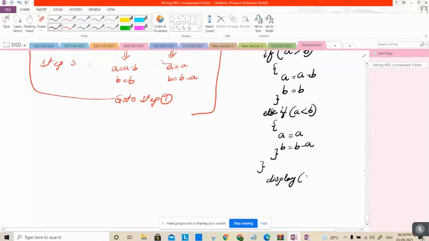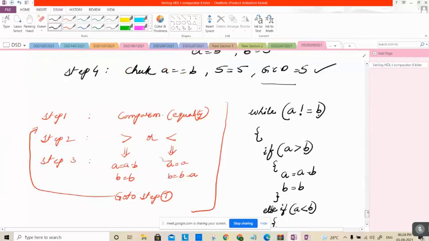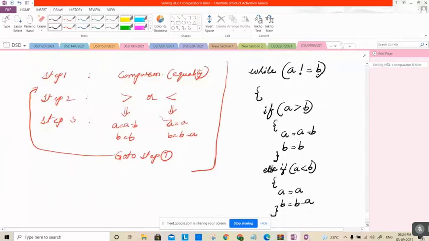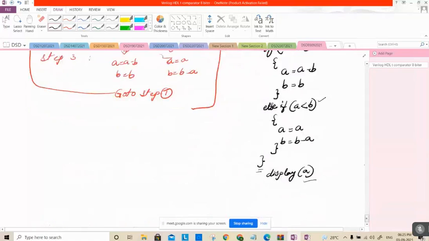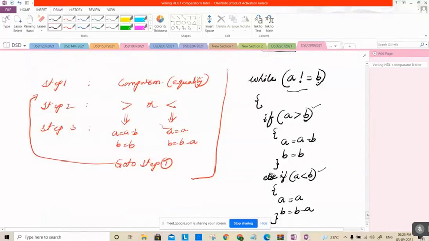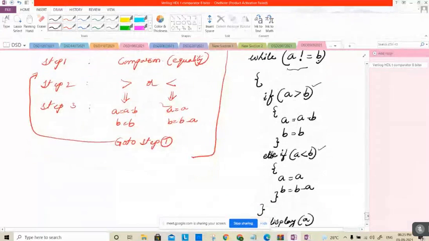Display the value of A. Is this the same? Correct, yes. Is this code correct? While A not equal to B, the loop repeats and the values of A and B get updated. When A is not equal to B, either this or that should be positive, and hence the values of A and B get updated. Whenever A is equal to B, come out of the loop and display the value of A, or you can write display the value of B. Then, is it true? Is it right? Is this algorithm okay?